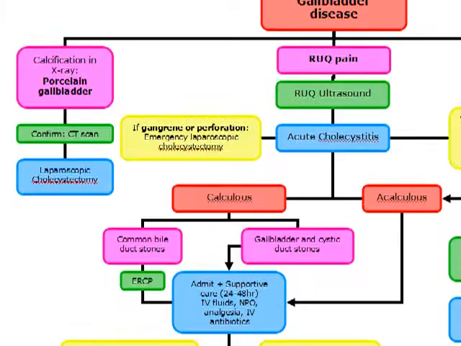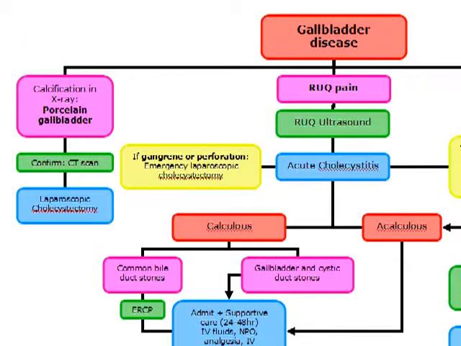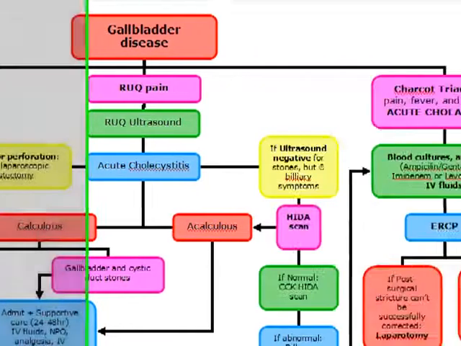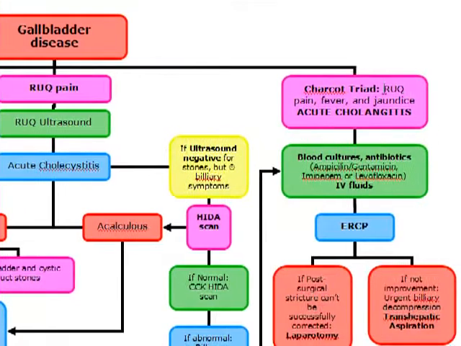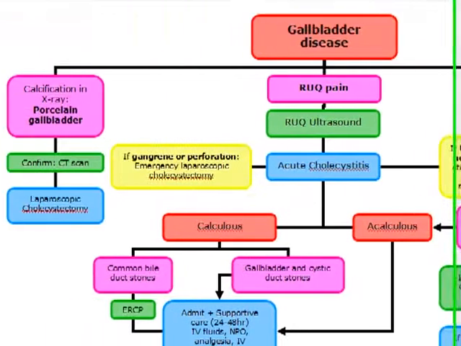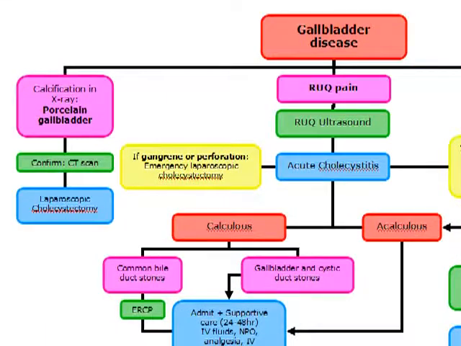A couple of other things that I want to throw in that are just easy points: with Charcot's triad, you can actually get a patient with hypotension. And if hypotension plus sepsis occurs with the Charcot's triad, this is known as Reynolds' pentad. And Reynolds' pentad actually has a much higher mortality rate. The mortality rate reaches 50%.